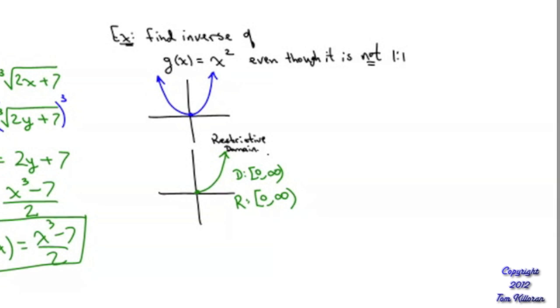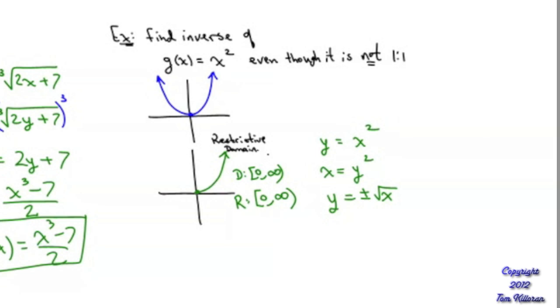Now, if I keep that in mind, then I can go through the process of finding the inverse of this function. So the first step is y equals x squared. The second step is change the x's and y's around, and you get x equals y squared. Solve for y. Square root both sides. Now here we have to be careful. It's going to become y equals plus or minus the square root of x, because if you square root both sides of an equation, you get a plus and a minus.